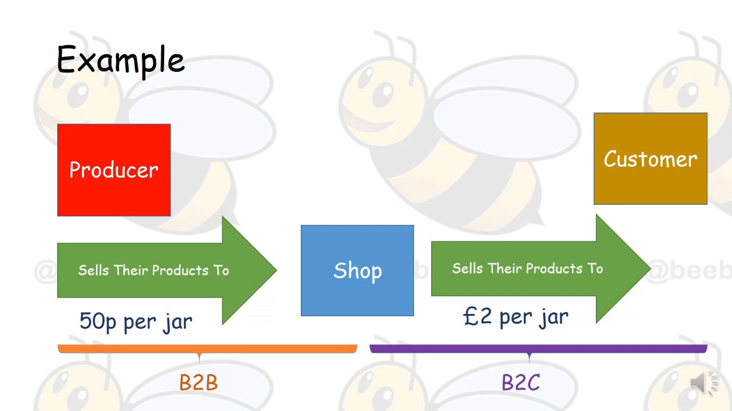Of course, what will be happening in that transaction there is the shop won't be buying one jar from the producer, they'll actually be buying 1,000 jars from B in one go, and they will get delivered, the shop will hold the stock, and then it will sell each jar on to the customer for the price of £2 per jar. And that is how the process works.